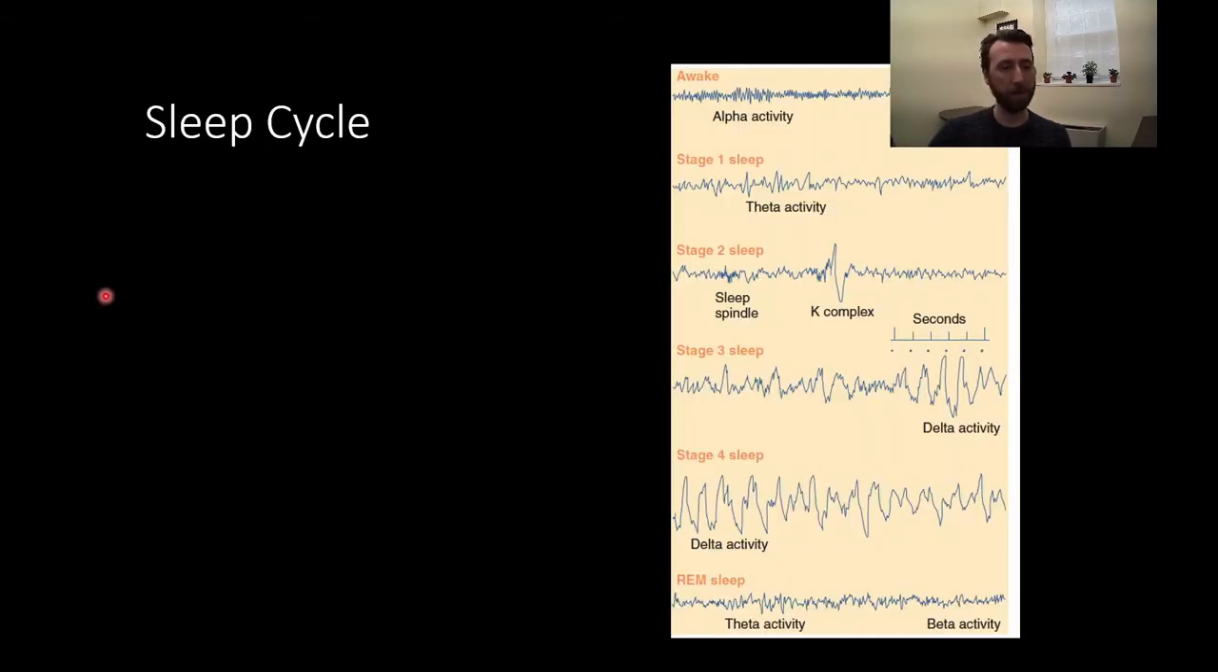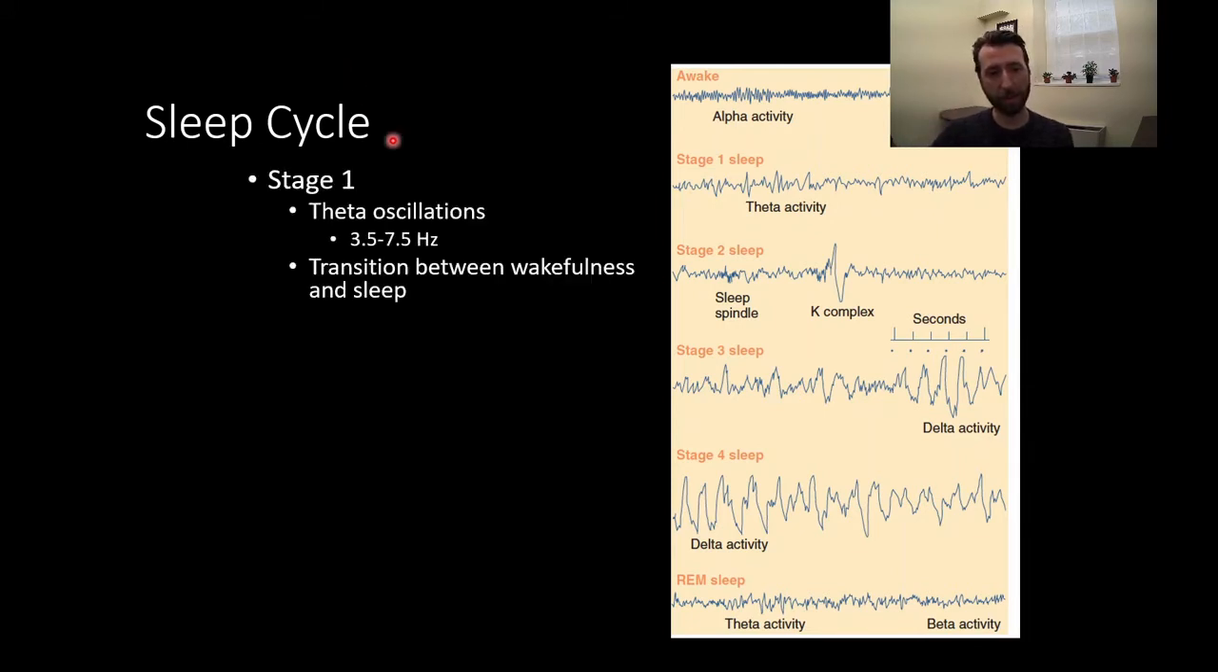All right, now talking about our sleep cycles. As you progress through the night, you move through a number of different stages of sleep that we can describe here. So stage 1 is theta oscillations. This is 3.5 to 7.5 hertz in frequency, and this is the transition between wakefulness and sleep.